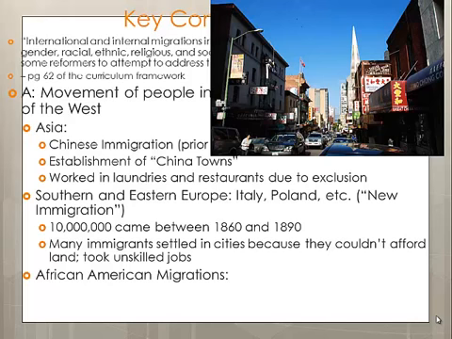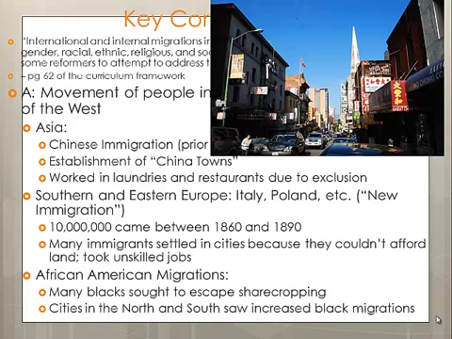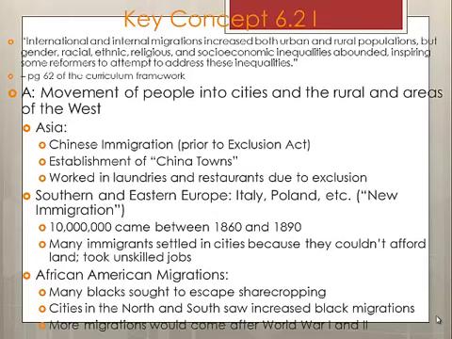And we'll also see African American migrations. Many blacks sought to escape sharecropping of the South. They moved to cities both in the North and the South, and they would see this large increase in black migrations. And this is a trend that will continue, especially after World War I and World War II. That is known as the Great Migration. We'll get to that in future videos.